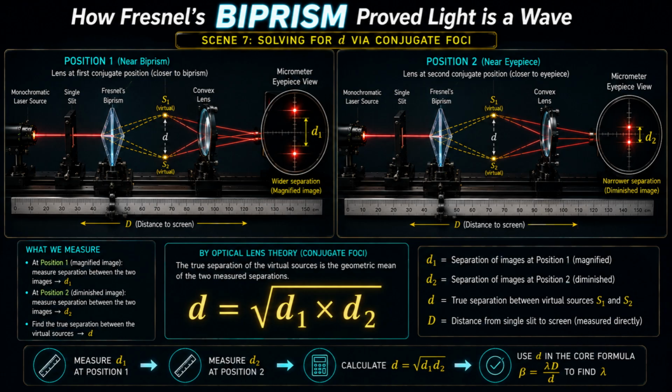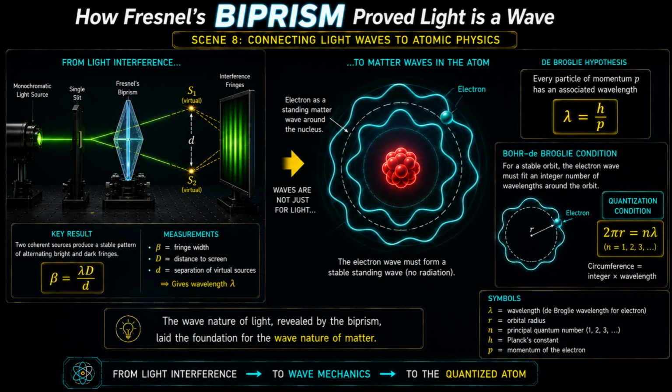d, with subscript 2. According to optical lens theory, the true, unmagnified separation distance, small d, is precisely equal to the geometric mean of these two independent measurements. Small d equals the square root of d1 multiplied by d2.